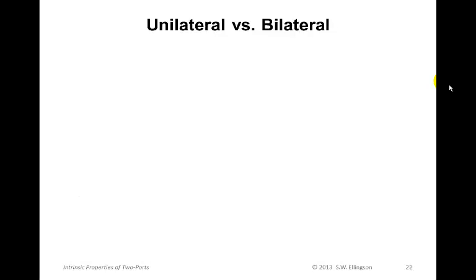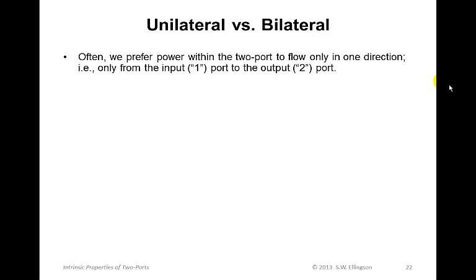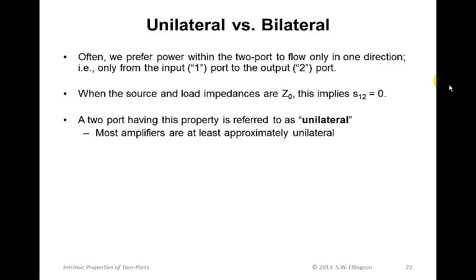The final property I'd like to address is the extent to which a two-port is unilateral or bilateral. So here's the deal. Often we prefer power within a two-port to flow in only one direction, that is from the input port, which we've been calling port 1, to the output port, which we've been calling port 2. When the source and load impedances are equal to the reference impedance, what this means is that S12 is 0. A two-port having this property is referred to as unilateral.